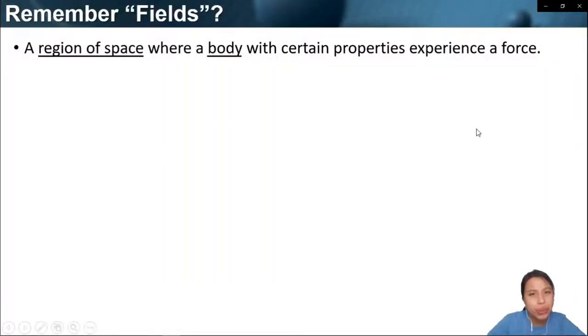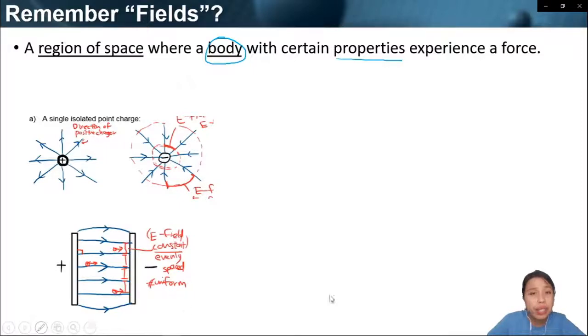Okay, so first things first. Fields. Do you remember fields? What are fields? We've seen that before in AS. If you want to say what a field is in general, you can say it's a region of space where a body or some object with some properties experiences a force. What properties? Well, you have what we call electric fields. In electric fields, the object's property is a charge, coulomb. If you have a charge in the electric field, it's going to move around because there's an electric force acting on it.